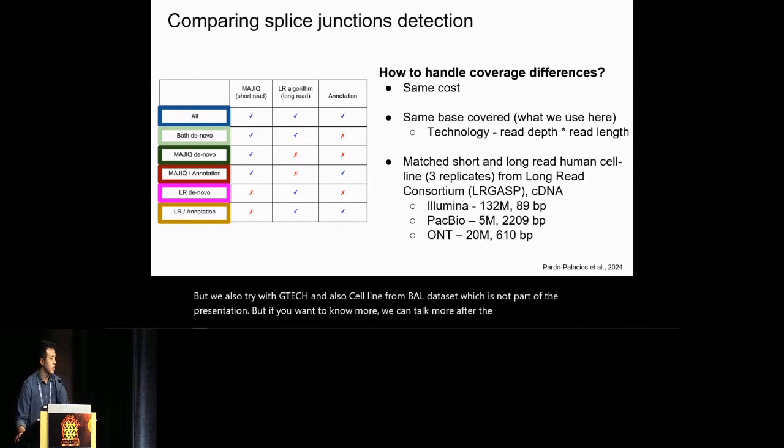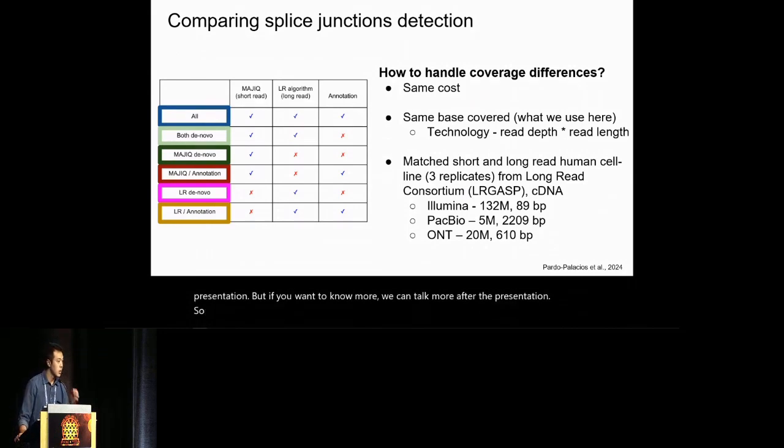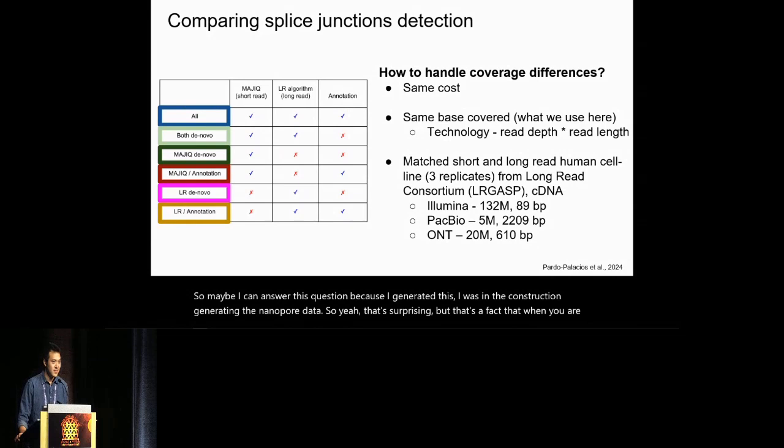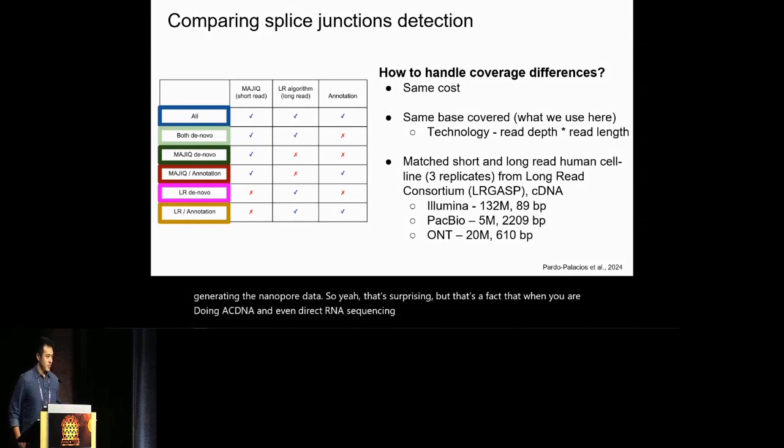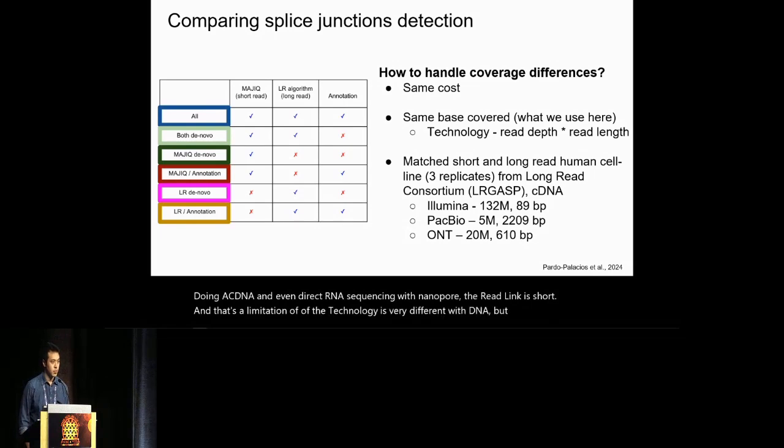Maybe I can answer this question because I generated this. I was in the consortium generating the nanopore data. So yes, that's surprising, but it's a fact that when you are doing cDNA and even direct RNA sequencing with nanopore, the read length is short. That's a limitation of the technology. It's very different with DNA, but with cDNA, that's what you get.